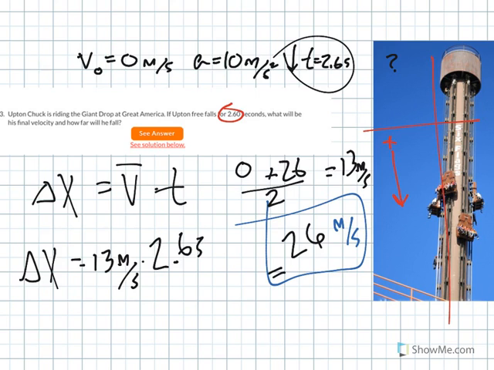It's about 33.8 meters. Okay, and again, you can check the answers by clicking on this little button here. All right. So that concludes problem 3. Let's do the next one.